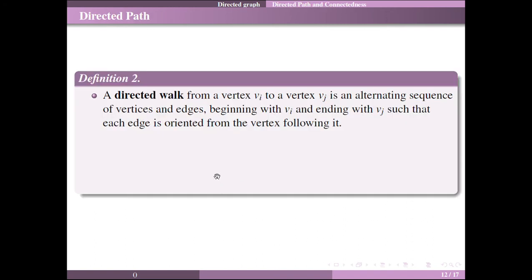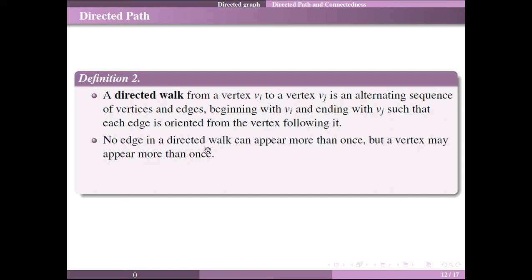We next define a directed walk. As we define walks, paths, circuits for an undirected graph, we define similarly for the directed version. A directed walk from a vertex vi to a vertex vj is an alternating sequence of vertices and edges beginning with vi and ending with vj such that each edge is oriented from the vertex preceding it to the vertex following it. No edge in a directed walk can appear more than once, but a vertex may appear more than once. This is also true for an undirected graph.